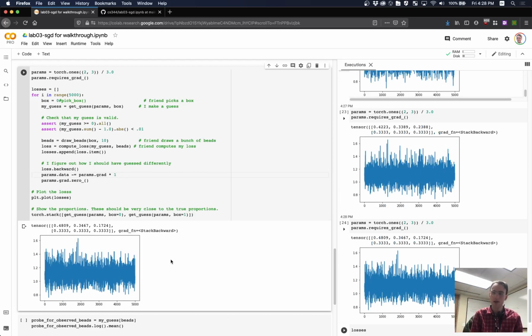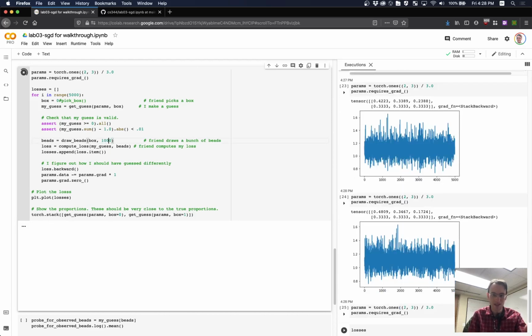So maybe we should be a little more conservative. We only saw 10 beads after all. If we'd seen like 1,000 beads each time.